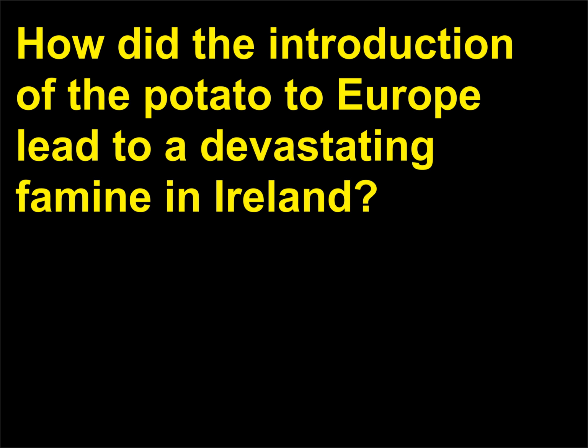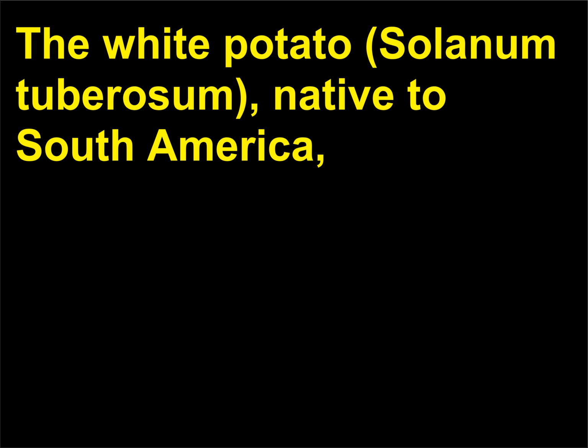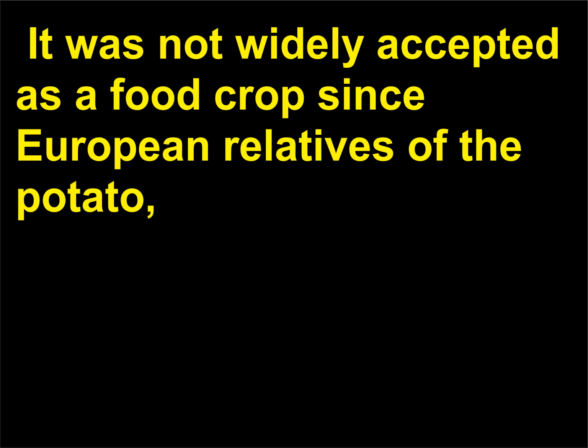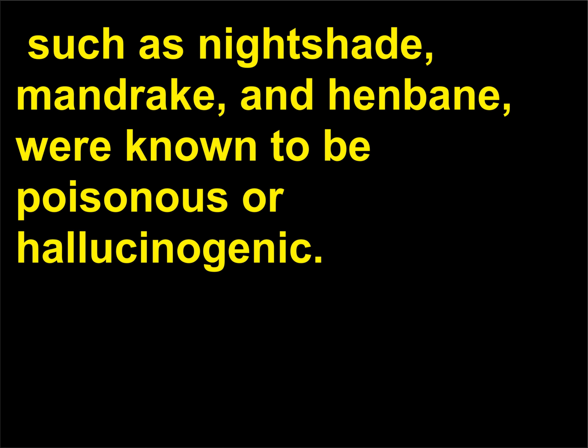How did the introduction of the potato to Europe lead to a devastating famine in Ireland? The white potato, Solanum tuberosum, native to South America, was first introduced to Spain in the middle of the 16th century. It was not widely accepted as a food crop since European relatives of the potato, such as nightshade, mandrake, and henbane, were known to be poisonous or hallucinogenic.